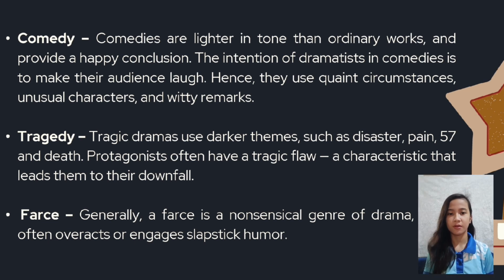Next, we have the tragedy. Tragic dramas use darker themes, such as disaster, pain, and death. Protagonists often have a tragic flaw, a characteristic that leads them to their downfall. So tragedies are serious plays that deal with sad themes like death or loss. The main character often has a flaw or makes a mistake that leads to their downfall. One example is Romeo and Juliet by William Shakespeare. It is a tragedy where two young lovers face a tragic end due to their family's feud.